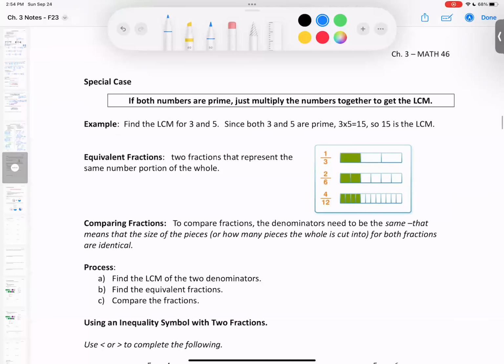And if you think about it, if you were doing this using the tree method, for 3, the prime factorization is just 3. For 5, the prime factorization is just 5. So when you go down by column, you're going to end up with 3 times 5.